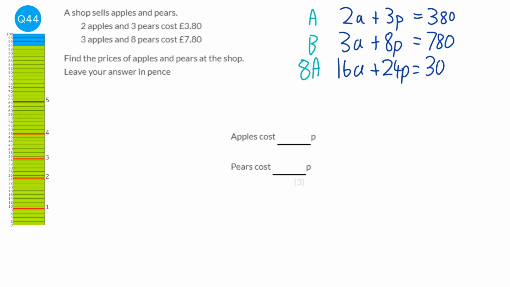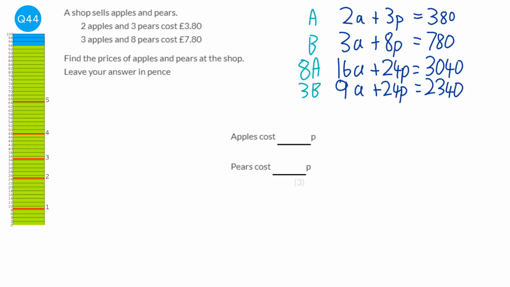is 3040. And we're going to do the same with B, but this time we're going to times it by 3, so we're going to have 3b. And we're just going through everything here and we're timesing it by 3. So 9a plus 24p, which is good, that's what we wanted. And 780 times 3 is 2340. So now we've got both of these the same coefficient.